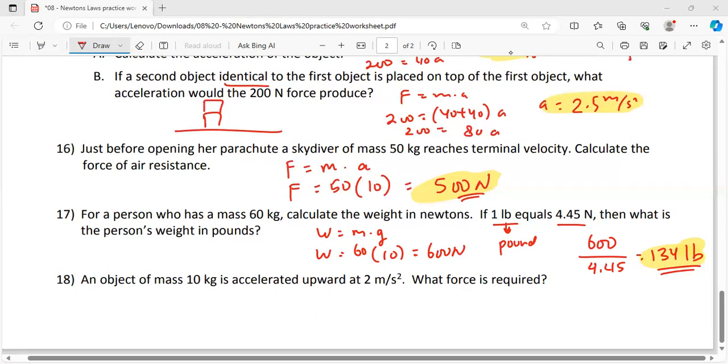All right, number 18, the last one. An object has a mass of 10 kg accelerated upward. What force is required? F equals m multiplied by a, 10 multiplied by 2, so it means 20 Newton. That's the force required.